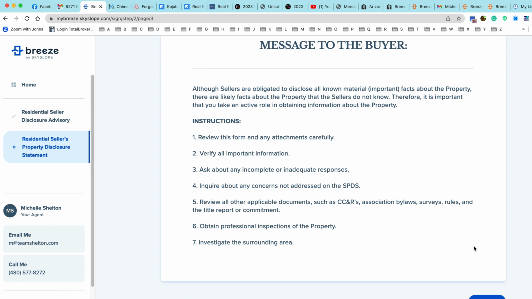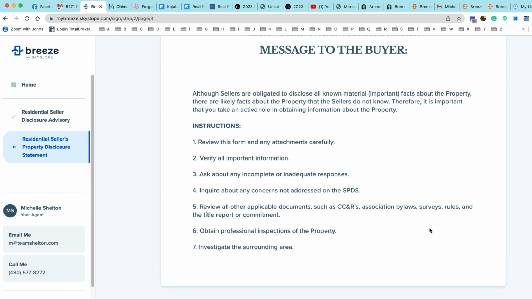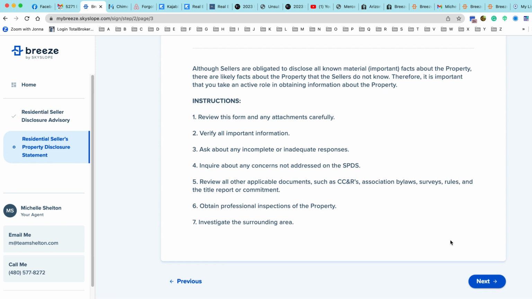Although the sellers are obligated to disclose, review this form and any attachments carefully, verify all important information, ask about any incomplete or inadequate responses, inquire about concerns not addressed on the SPDS, review all other applicable documents such as CC&Rs, associations, bylaws, surveys, rules, and the title report or commitment, obtain professional inspections of the property, investigate the surrounding area. So some of this is almost like buyer advisory-ish.